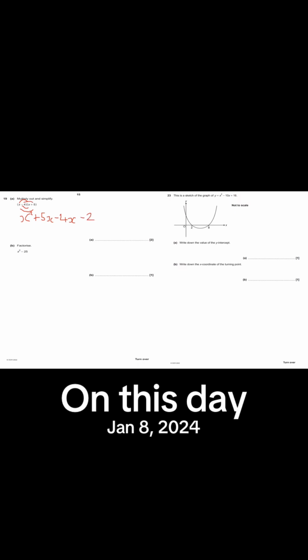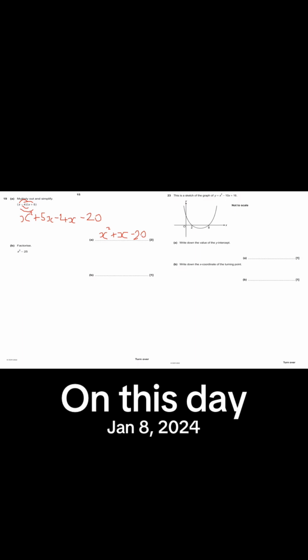Collecting like terms, okay, I'm going to have x squared plus 1x, or just plus x, because 5x take away 4x is just positive x. Okay, subtract 20, and that's my quadratic expression.